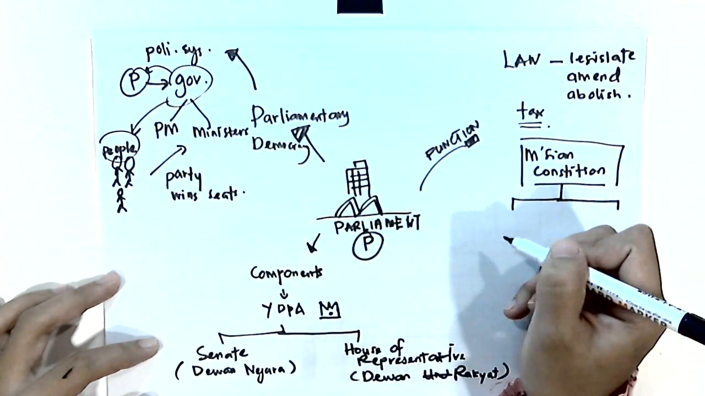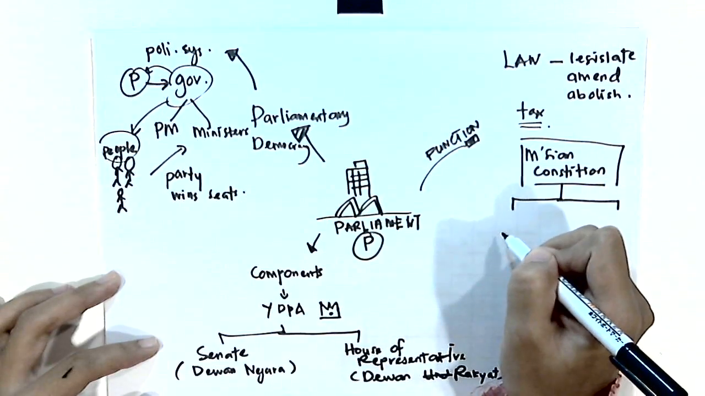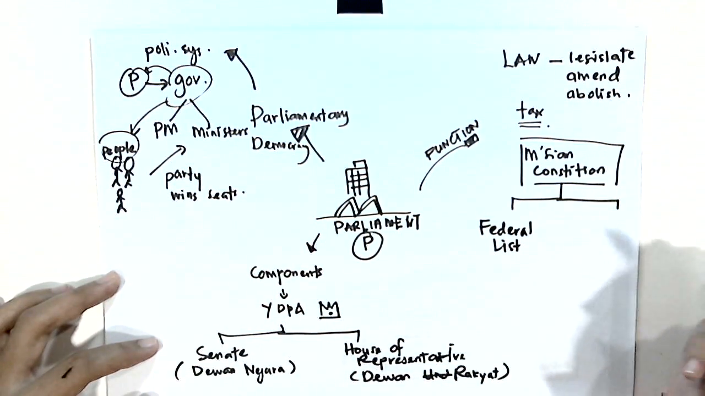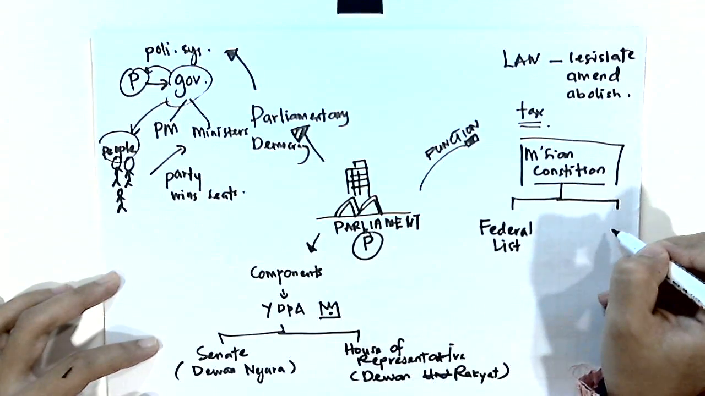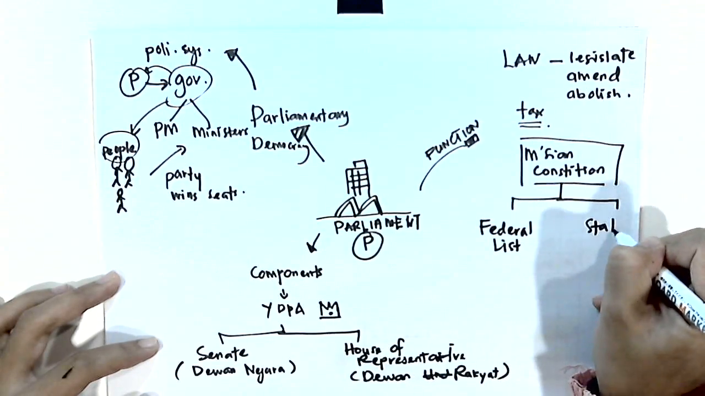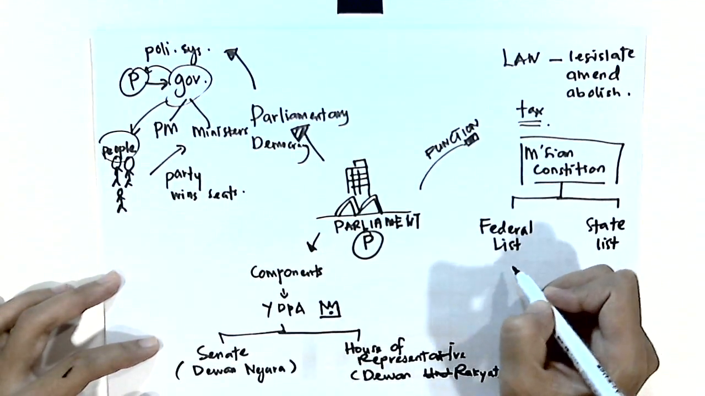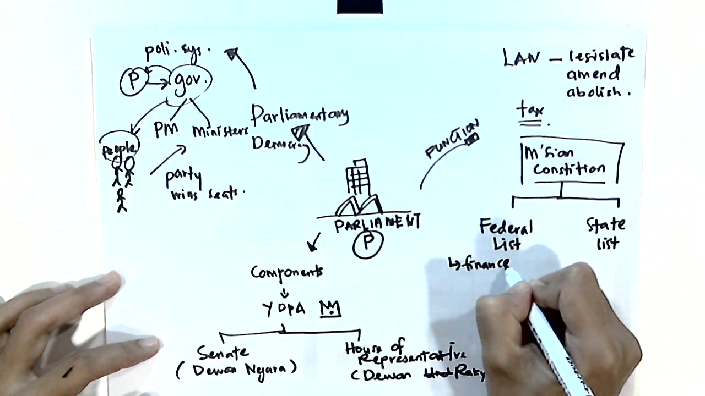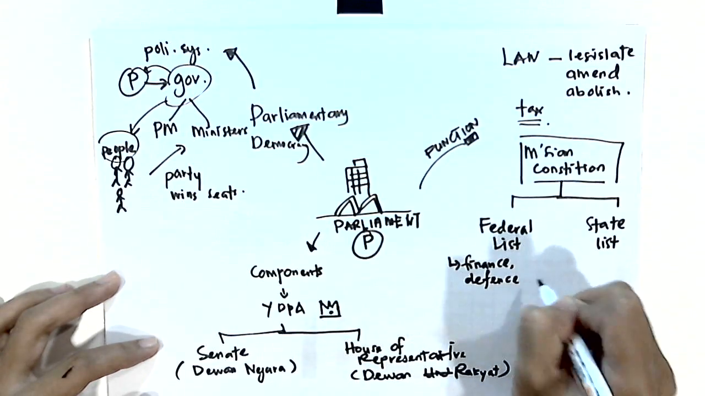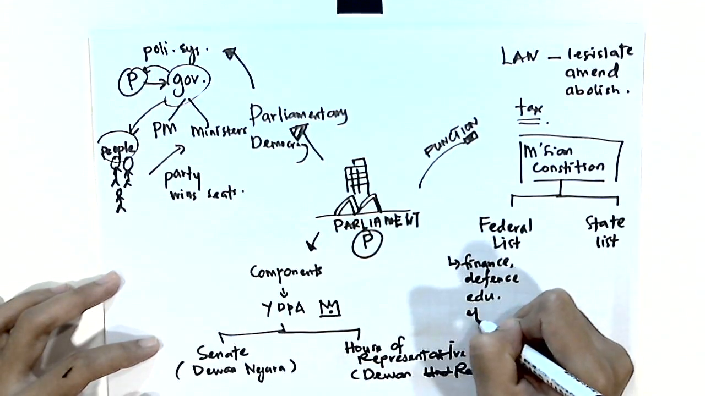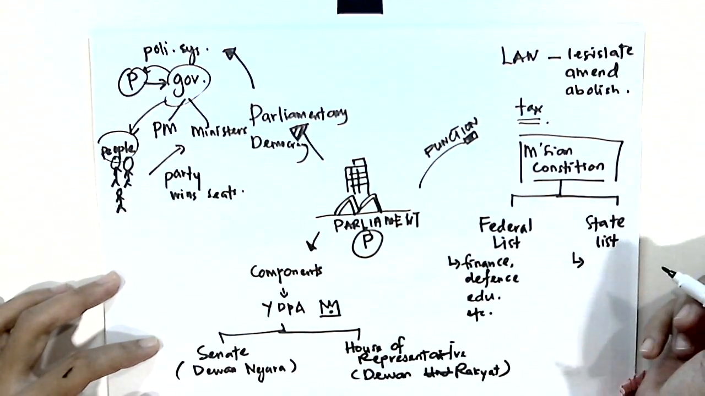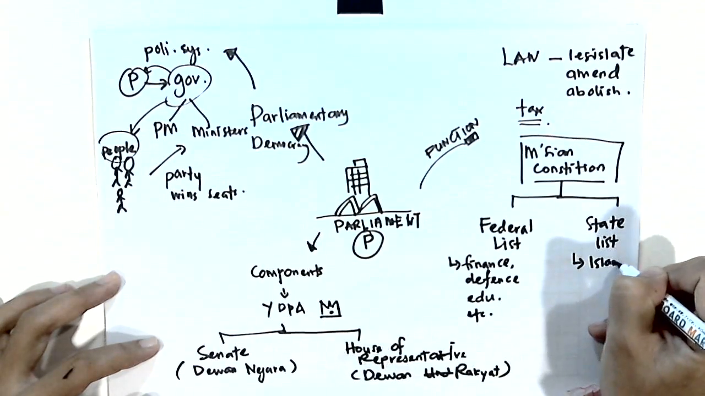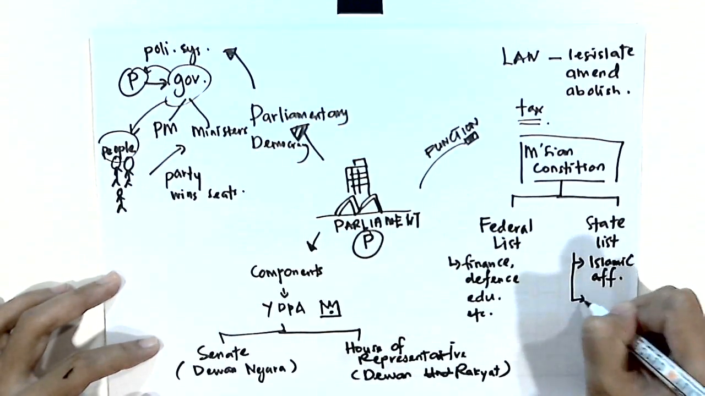The matters the Senate has the authority to decide are known as the federal list, whereas the matters the House of Representatives has the authority to decide are known as the state list. Examples for the federal list are matters related to finance, defense, and education, and many others. Whereas the matters under the state list for the House of Representatives are, for example, Islamic affairs, agriculture, and so on.